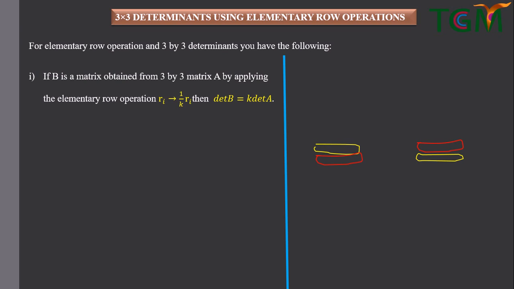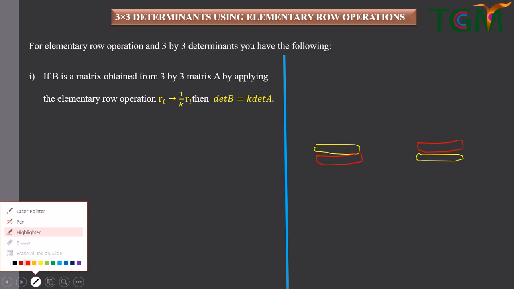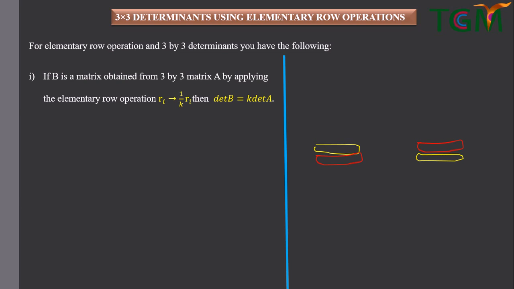If B is a matrix obtained from 3x3 matrix A by applying this elementary row operation, row I is equal to 1 over k multiplied by row I, the determinant of B should be equal to k multiplied by the determinant of A.